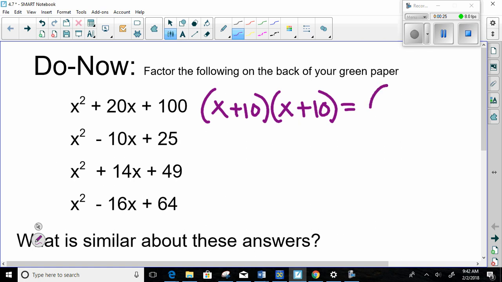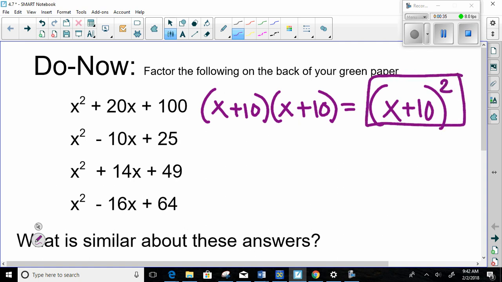Now, how else can I write it? When I'm multiplying something by itself, what is that called? What can I do to it? Square it, right? So we're going to be turning that into this today. We also noticed, what's the relationship between 10 and 100? 10 by itself, so it's a square root, right? So we're literally taking the square root of that number, and that's both of these.